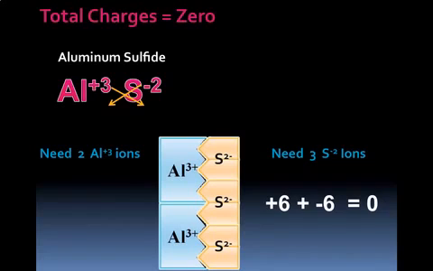Okay, so that gives me a charge of +6 from the aluminum because I have 2 +3s, and that gives me a charge of -6 from the sulfur because I have 3 -2s. So if I add those two together, I get 0, which is what I have to make them add up to. So the way I write this is Al2S3, and you don't have to include the charges anymore after you've made it equal 0.